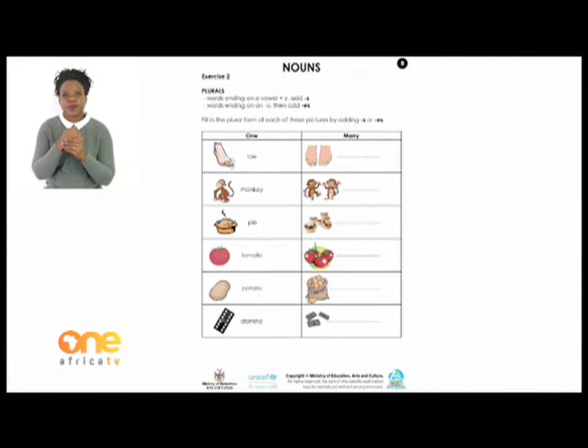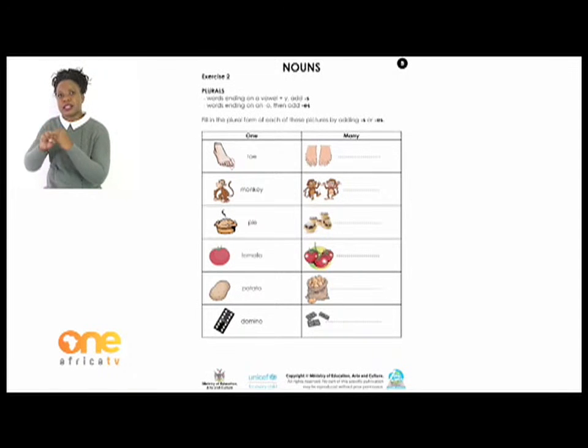Page 5, words ending in a vowel plus Y. The rule says we just add an S. Words ending in an O, then add ES. Do we have words ending with a vowel and a Y? Yes, like monkey. I will take monkey as my example. Let's do it together, monkey. When there are many monkeys, we are just adding an S.